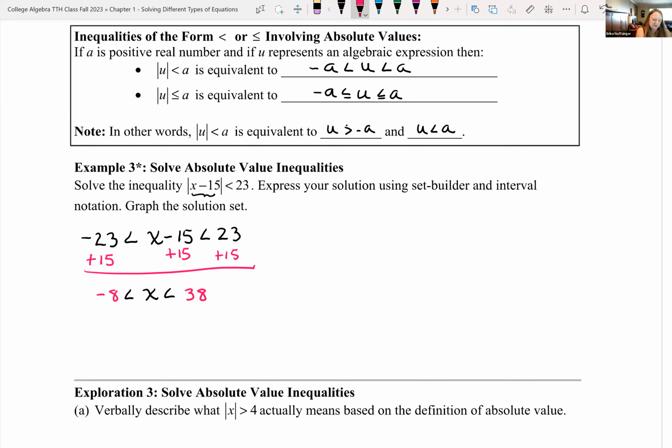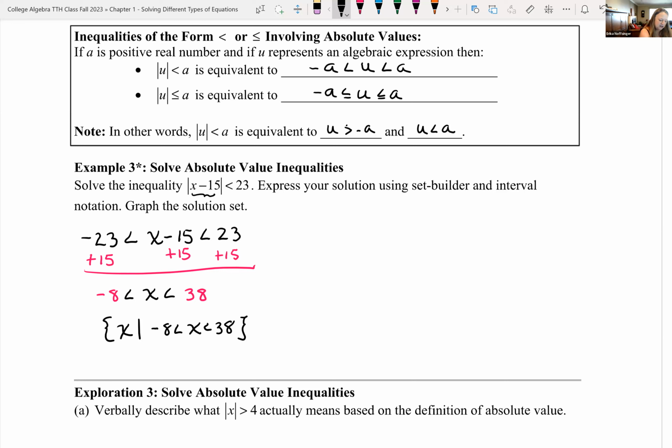So express your solution using set builder notation, interval notation, and graph your solution set. So set builder notation is pretty much exactly what we wrote, except we have that curly bracket X, vertical line such that -8 is less than X is less than 38. And our curly bracket.